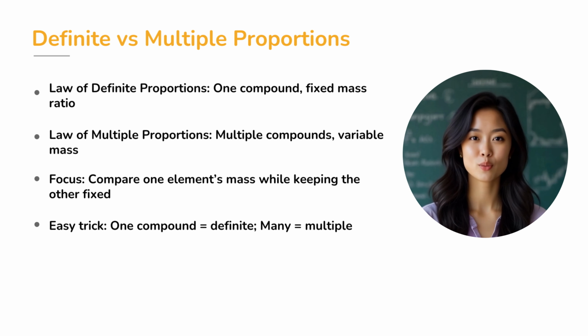Let's clear up a common confusion. The law of definite proportions applies to one compound. It tells us the elements combine in a fixed ratio by mass within that compound. The law of multiple proportions applies when you have 2 or more compounds made from the same elements. It compares the ratios of one element when the other is held constant. So, one compound, fixed ratio. Multiple compounds, whole number pattern.